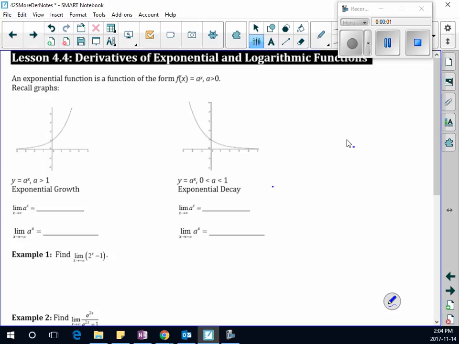An exponential graph, this is all grade 12 review for the beginning part, is a function in the form f of x equals some base a that's greater than 0 to the power x. So it has to be to the power of a variable, right? Okay, so this would be the case where we have exponential growth. That's where a is greater than 1.